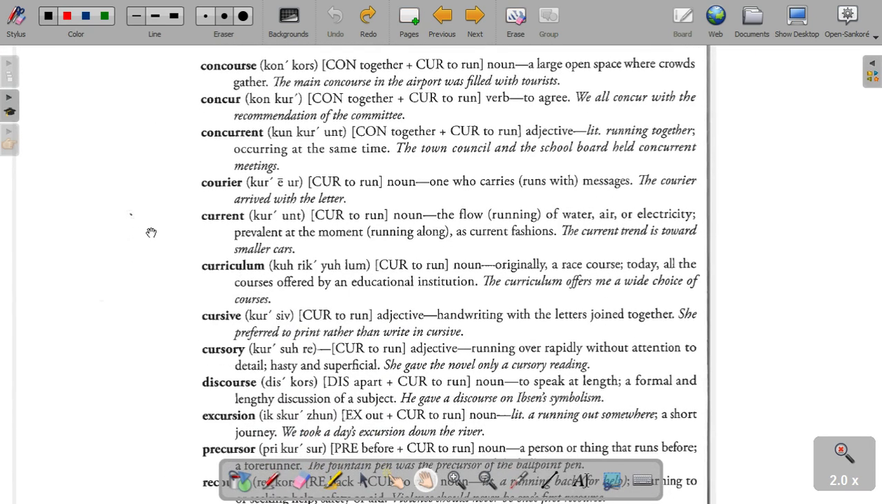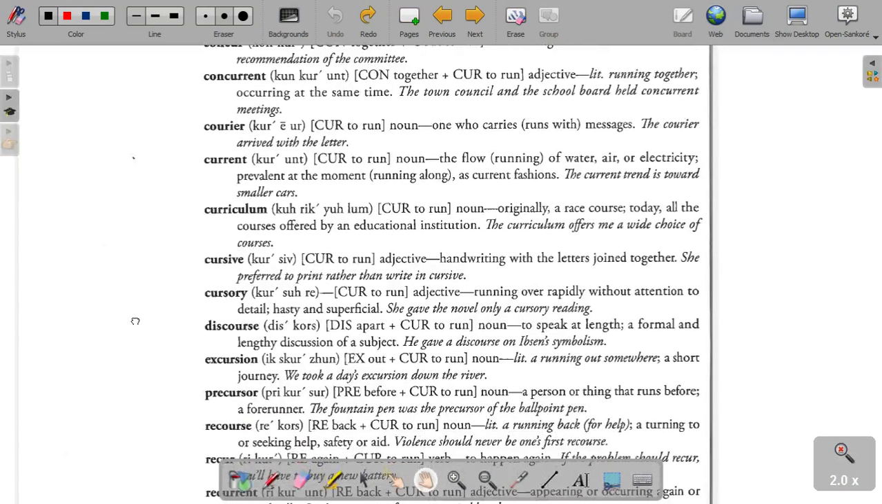First, we have concourse, which is a large open space where crowds gather. So it literally comes from to run together, which, as you can imagine, has to do with everyone being at the same place, essentially. So the main concourse in the airport was filled with tourists. Concur means to agree with other people, basically. So it means, again, to run together, but in this case, it's slightly different because concur just means to agree, to run with other people so you're all on the same page, basically.